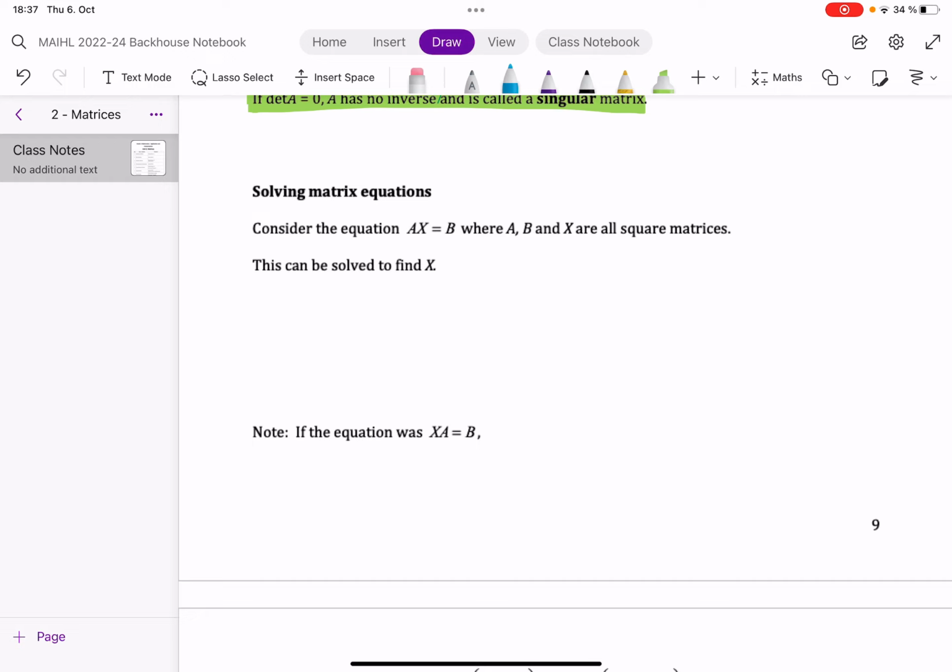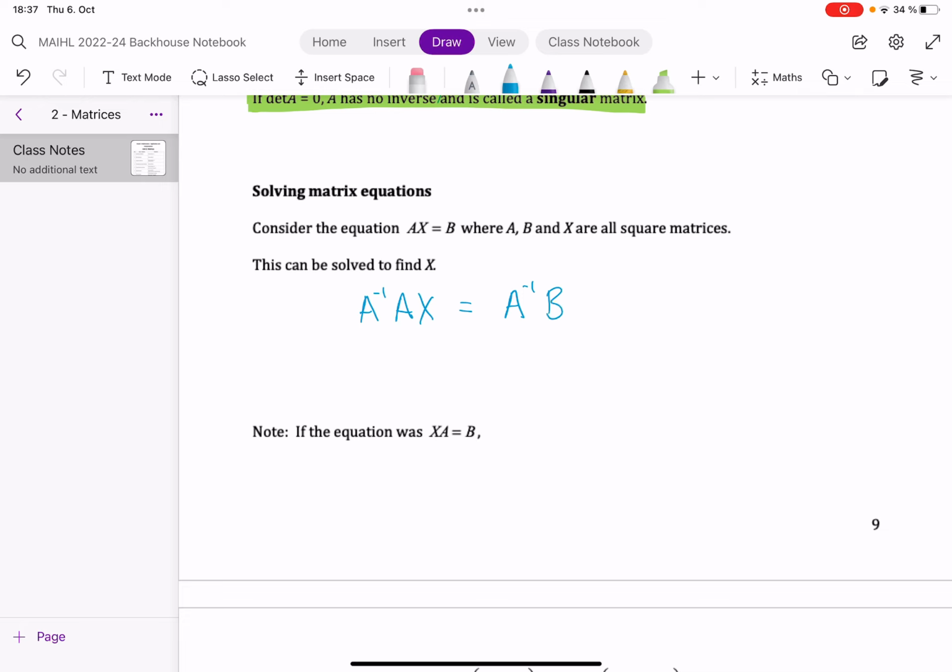So we've got an equation AX equals B, where A, B and X are all square matrices. This can be solved to find X. Just like if they weren't matrices, if they were just a mixture of variables or unknowns, we would of course just divide by A on both sides. And then that would help us isolate X. We are not looking at dividing by matrices. We're going to use their inverses instead. So instead of dividing by matrix A, I'm going to apply the inverse matrix to it. And of course, that means I've got to do the same to the other side.